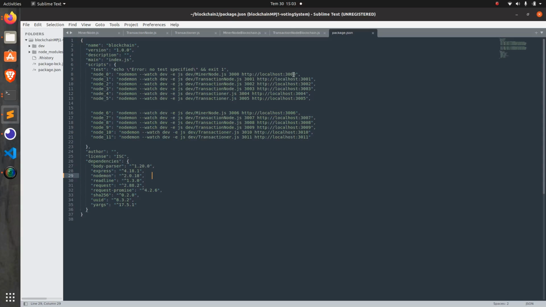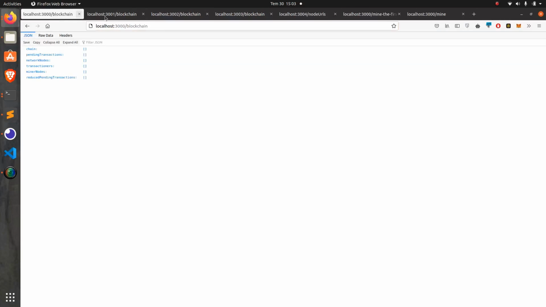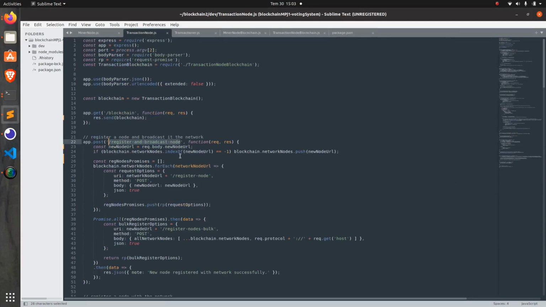Here is one miner node at localhost 3000, like you see here. Three transaction nodes, two transactioners, and also the other subnetwork. Now they have no data, and the other one here, yes, they have no data, and no node URLs for transactioners.